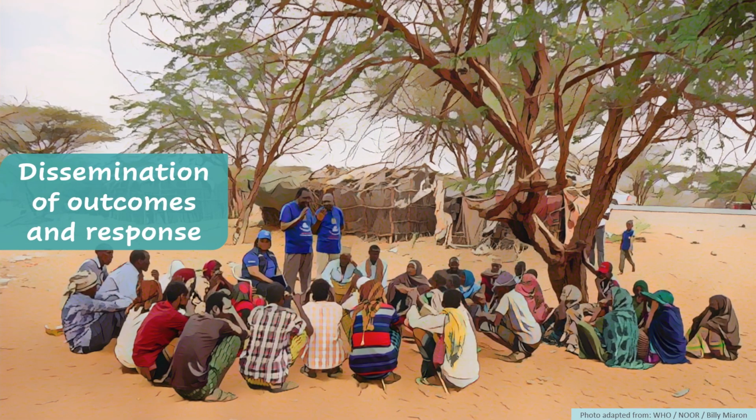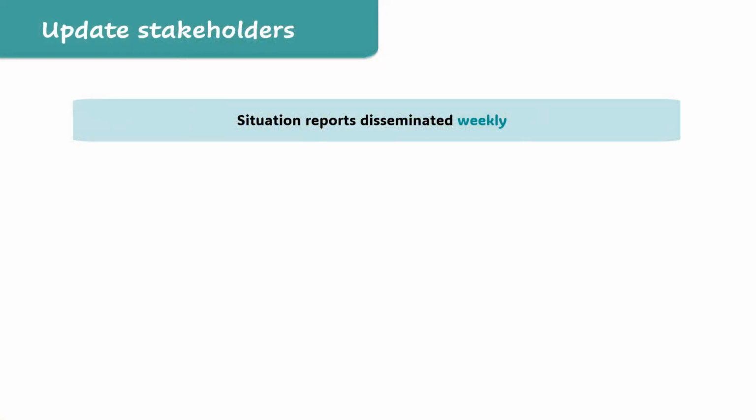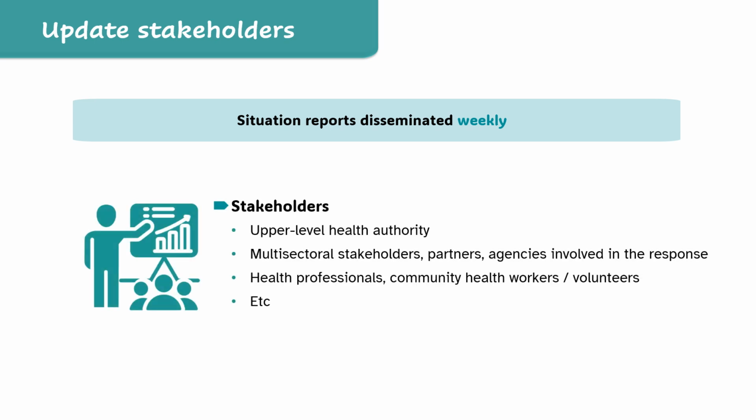Moving on to the last core function of health authorities in cholera surveillance, disseminating the surveillance outcomes for public health response. During an outbreak, health authorities prepare epidemiological reports that describe and interpret the outbreak situation at least on a weekly basis and make sure to disseminate them to a broad range of stakeholders. Stakeholders to be informed include the upper-level health authority, partners, agencies from all sectors involved in responding to the outbreak, as well as health professionals, including community health workers or volunteers.